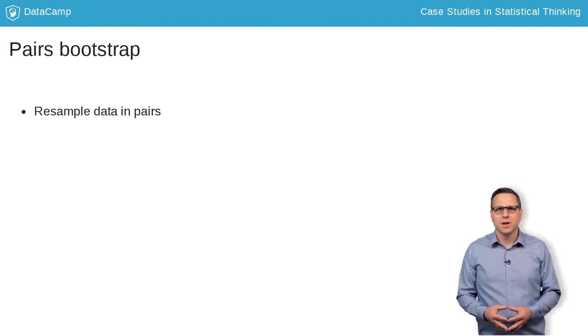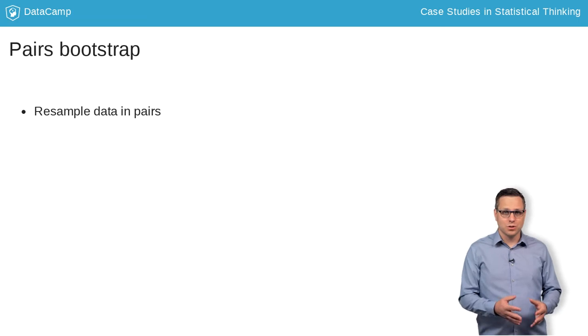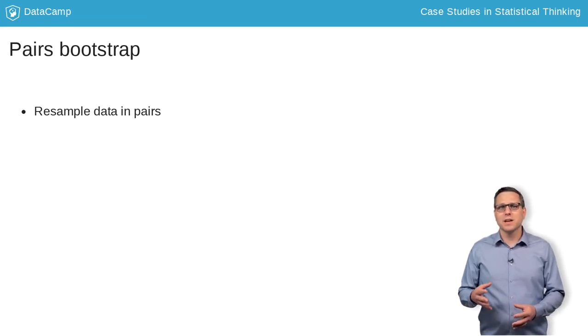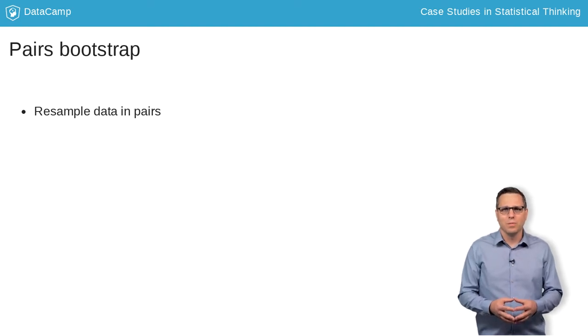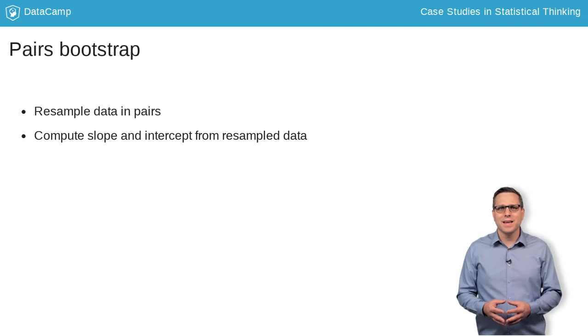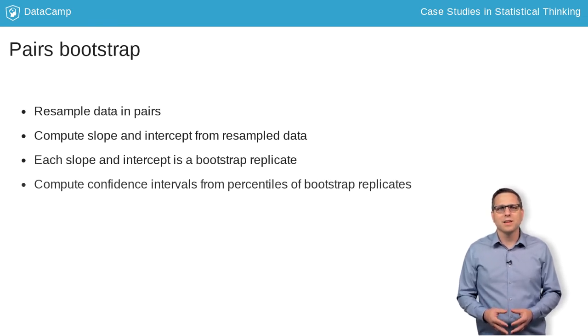In this case, we take a time point and its corresponding bacterial area, store it, and then select another time point bacterial area pair, and so on with replacement. We then compute the slope and intercept from the resampled data to get a pairs Bootstrap replicate. We do this over and over again, and then compute the confidence interval from percentiles of the replicates.